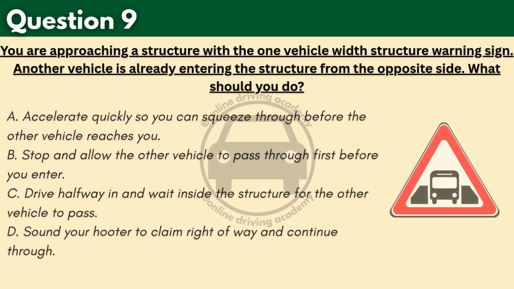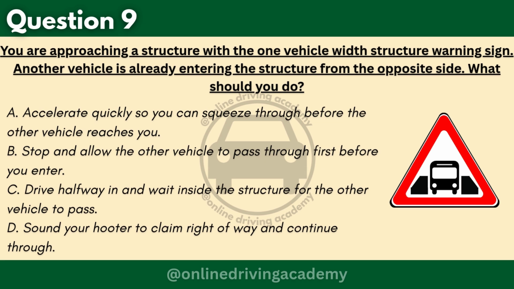Question 9. You are approaching a structure with the one vehicle with structure warning sign. Another vehicle is already entering the structure from the opposite side. What should you do? Is it option A, accelerate quickly so you can squeeze through before the other vehicle reaches you? Is it option B, stop and allow the other vehicle to pass through first before you enter?